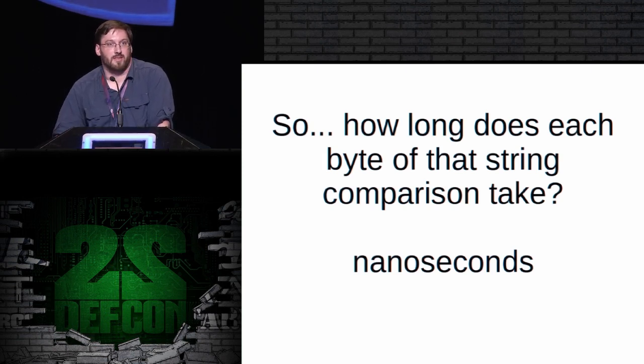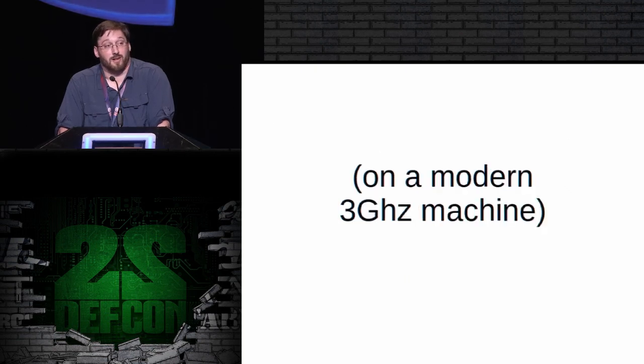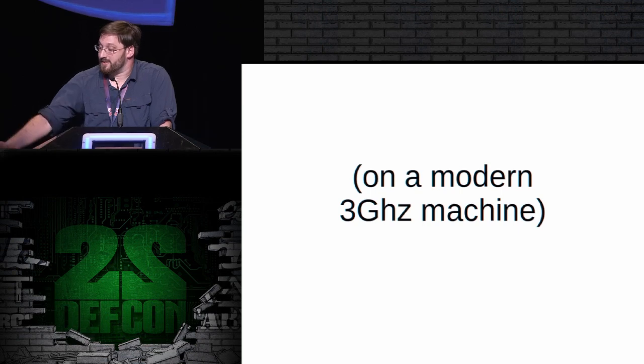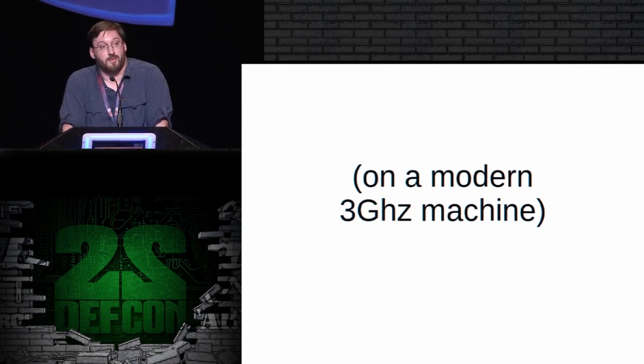So the string comparison timing difference that I talked about earlier is on the order of nanoseconds. But that's on a 3 gigahertz machine. This device down here is only 120 megahertz. It's running a little embedded processor. It doesn't do multiprocessing. It is not very smart.